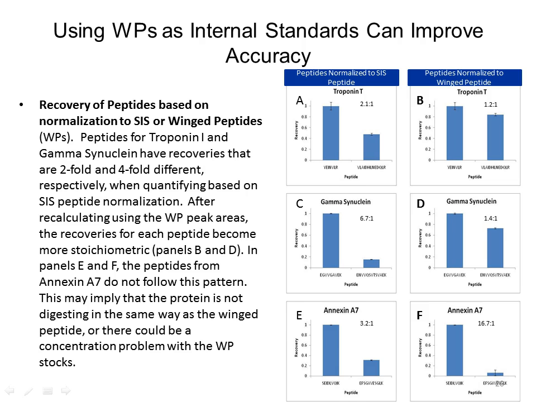Now, if we normalize them to the winged peptides, so this is the response of the protein itself normalized to the winged peptide, if the winged peptide is acting similarly to the protein, which is what we hope, we would expect this ratio to more approach a 1-to-1 response, where 1 mole of protein gives 1 mole of peptide, right?